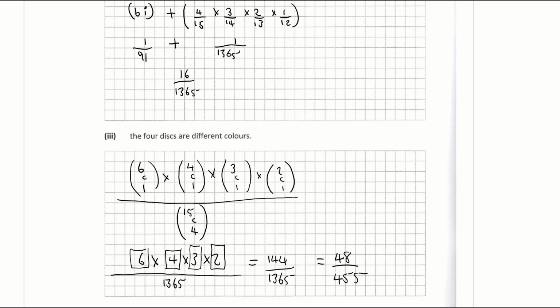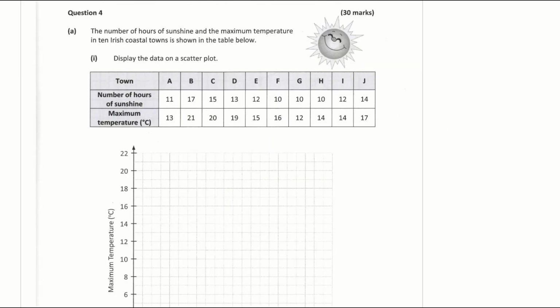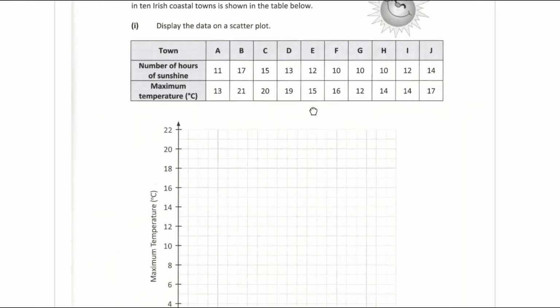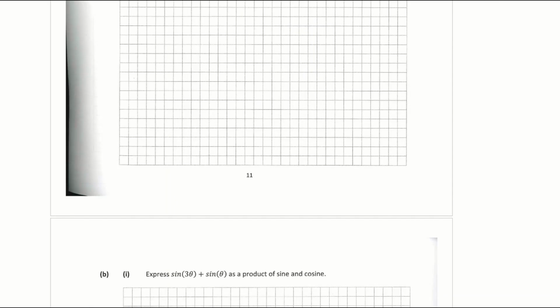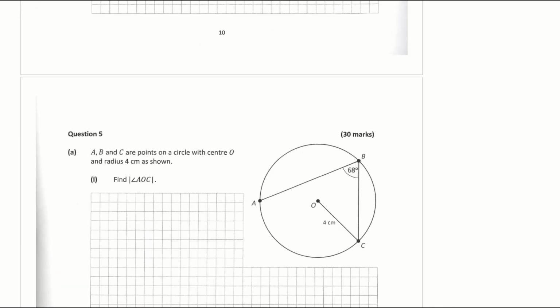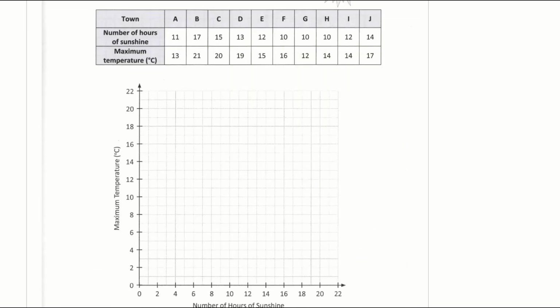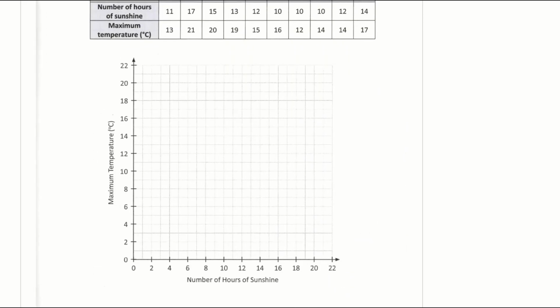Next thing we're going to do is scroll down now and try question 4. So question 4 is moving on to statistics. The number of hours of sunshine and the maximum temperatures is given by this table here. First thing they want us to do is to plot the information onto the scatter graph. So let's have a look at that. I'll try and make enough room here that we can see the data and graph it. Sorry about that, my screen is just jumping to the next question. Here we are. Okay, so the first one, 11 hours and 13 temperature. So I'm coming to 11 and up to 13.